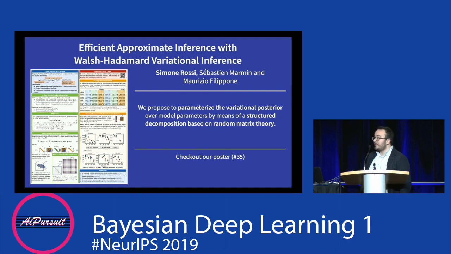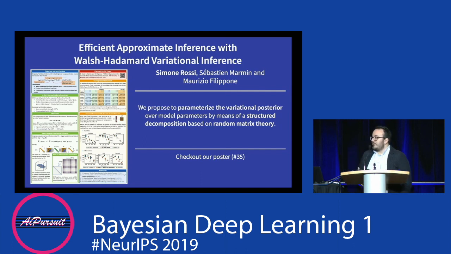The question that we are trying to address with this paper is whether we can design a better and more efficient parameterization of variational posterior, both in terms of space and time complexity, but also in terms of the richness of this variational distribution that we can model.